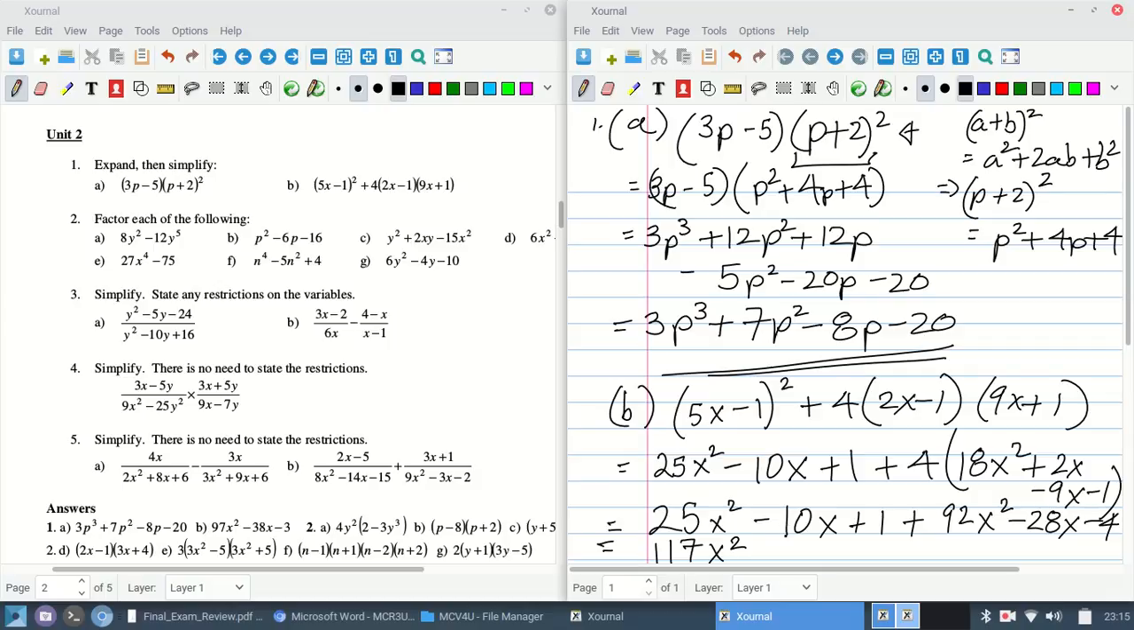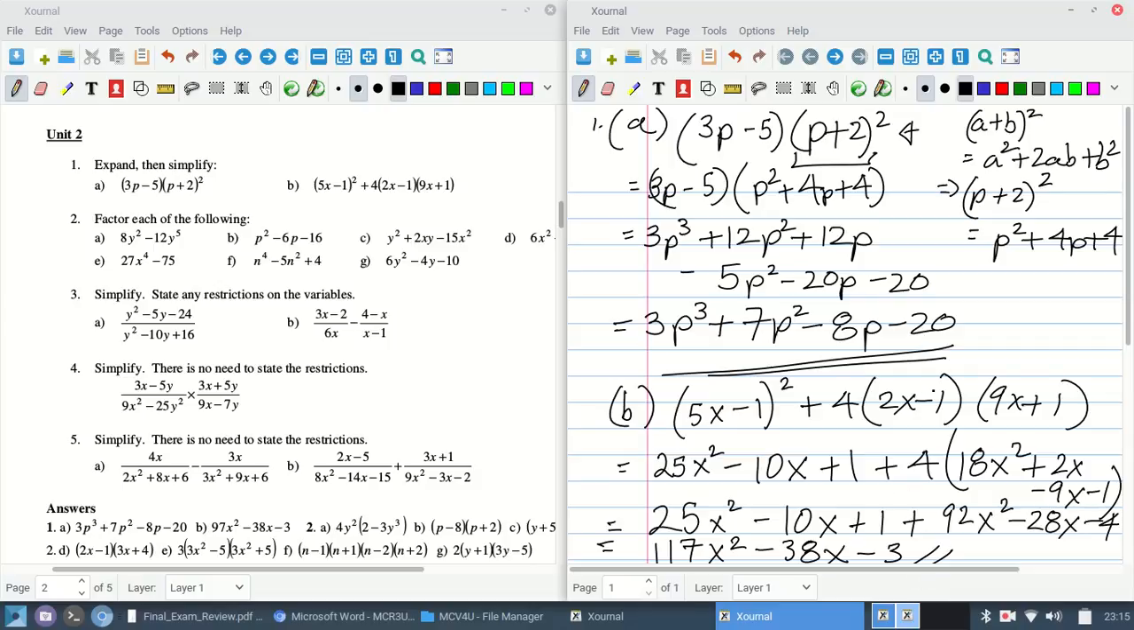And yeah, so next it's negative 10x minus 28. That's negative 38x. Okay. And I've got plus 1 minus 4, that's negative 3. So that's the second example.